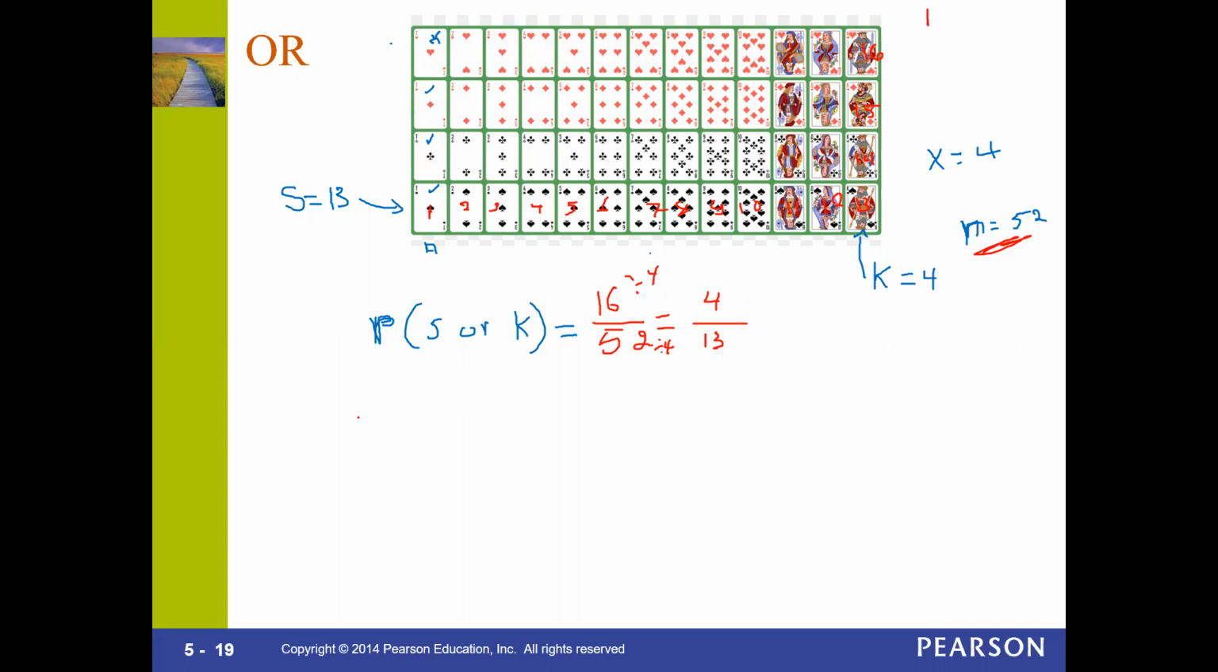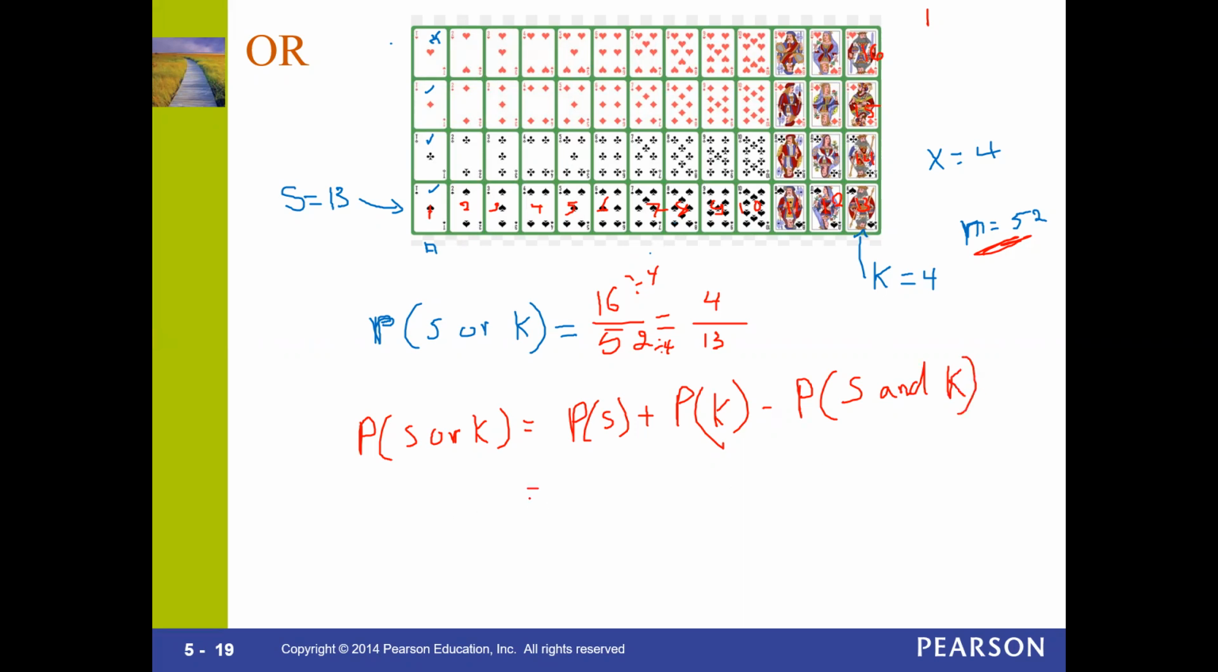I can say, using the formula, the probability of S or K is going to be the probability of S plus the probability of K, take away the probability of S and K. So how many S do I have? I have 13 S out of 52 cards. How many kings do I have? I have 4 kings out of 52 cards.